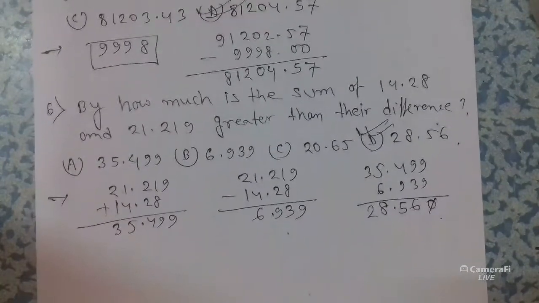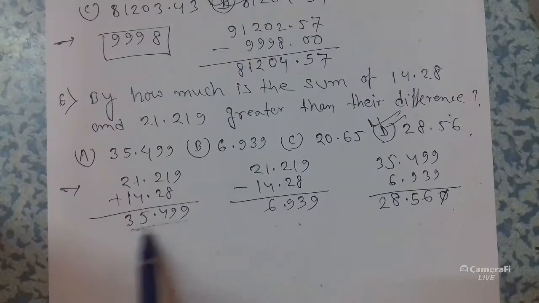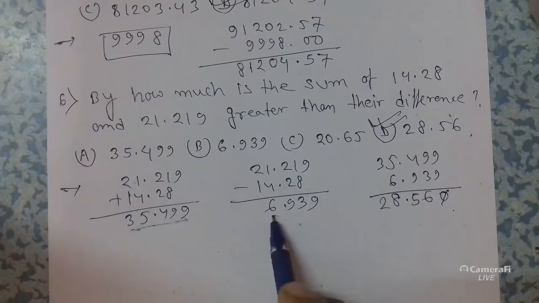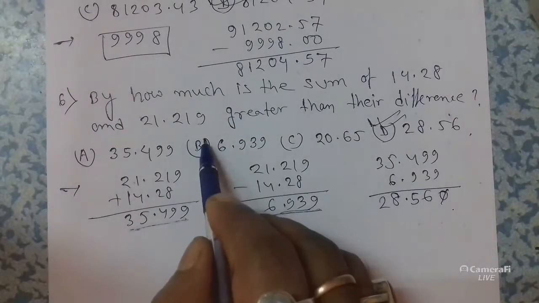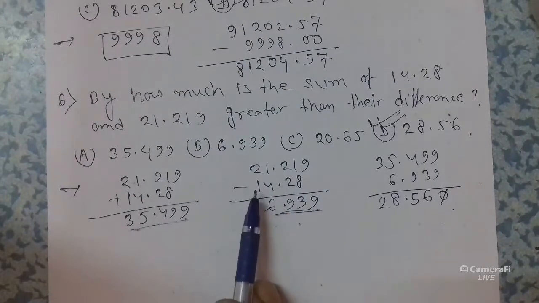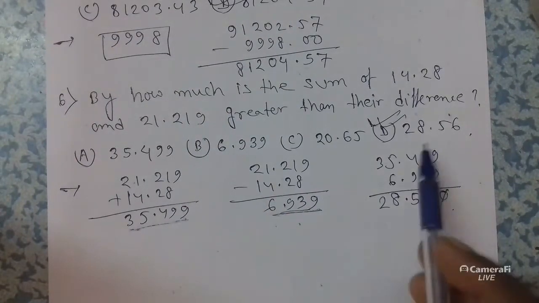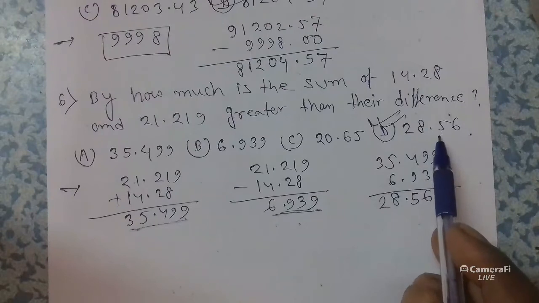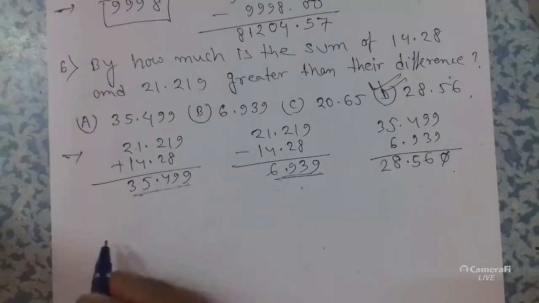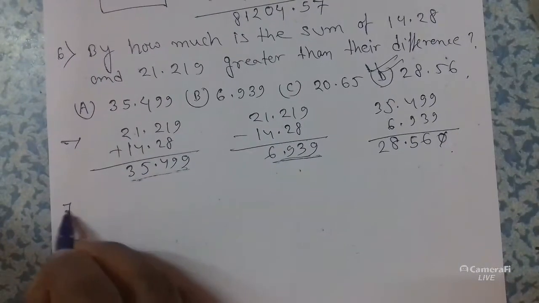Students, here you can see that this one is given in the option and this one also is given in the option. So don't make a mistake. Okay. Answer is 28.56. Next.